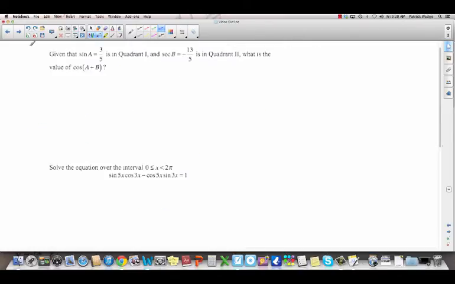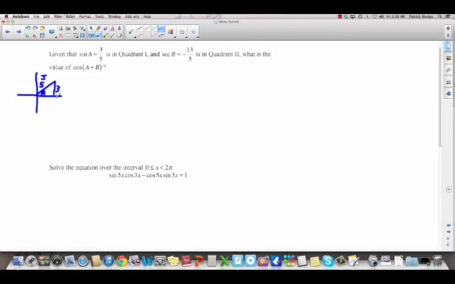Given that sine A equals 3 over 5 and is in quadrant 1, and secant B equals negative 13 over 5 and is in quadrant 2, what's the value of cosine of A plus B? Oh my. First of all, let's just draw the situation here. Sine A is in quadrant 1, so we have this angle in quadrant 1. The angle's called A. And sine of that angle is 3 over 5. Remember, sine is opposite over hypotenuse, so opposite is 3, and the hypotenuse is 5.